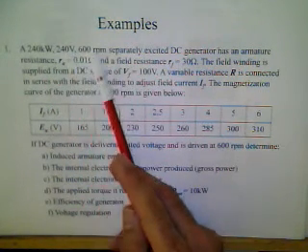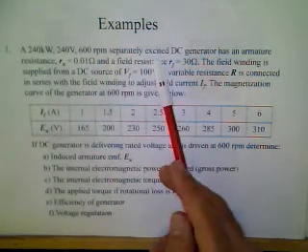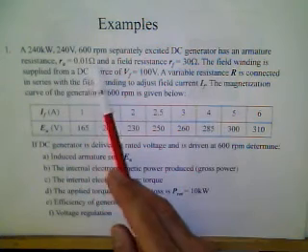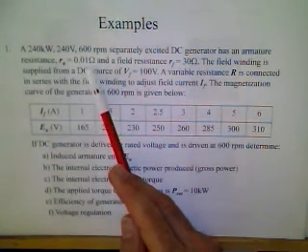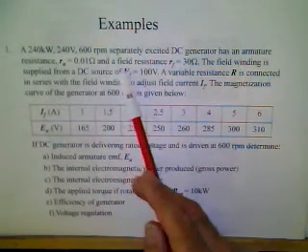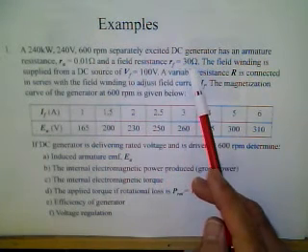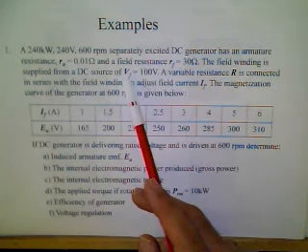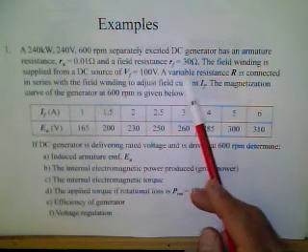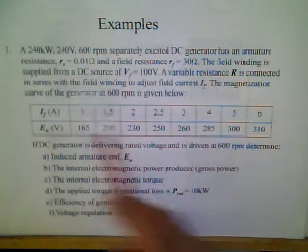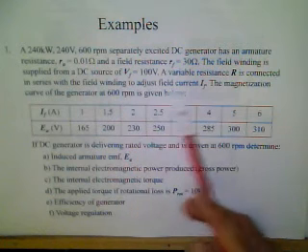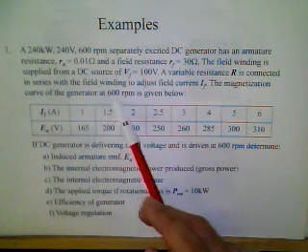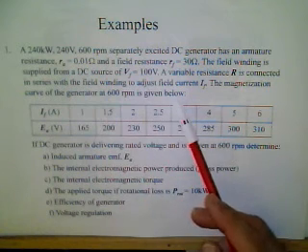240 volts, 600 RPM separately excited DC generator has an armature resistance R sub A equals 0.01 ohms and a field resistance of 30 ohms. The field winding is supplied from a DC source of V sub F 100 volts. A variable resistance R is connected in series with the field winding to adjust field current I_F. The magnetization curve of the generator at 600 RPM is given below.